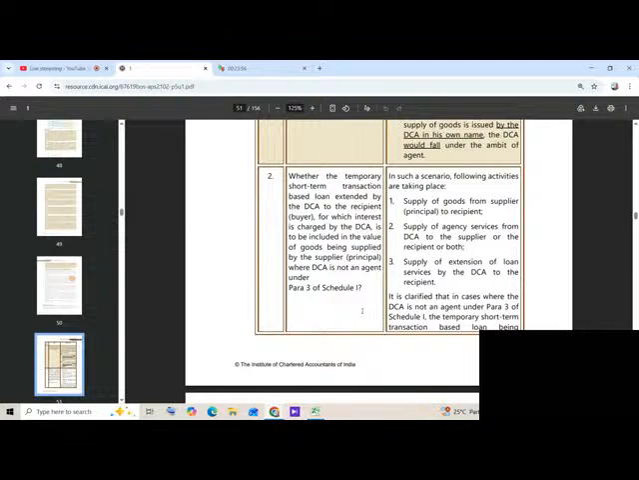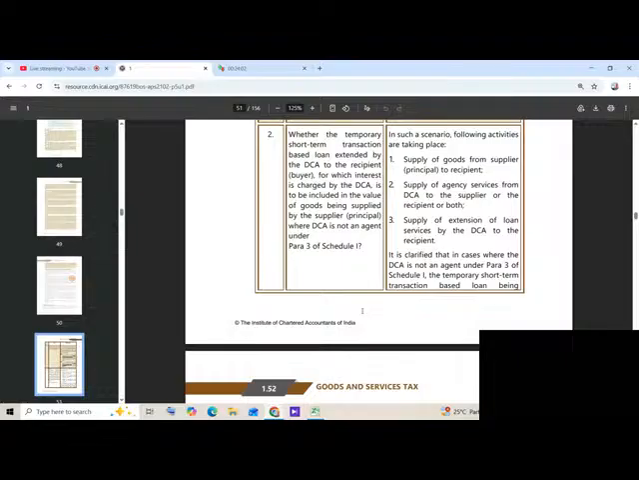Whether the temporary short-term transaction-based loan extended by the DCA to the recipient, for which interest is charged by the DCA, is to be included in the value of goods being supplied by the supplier, where DCA is not an agent under Para 3 of Schedule 1. In such a scenario, following activities are taking place: supply of goods from supplier to recipient, supply of agency services from DCA to the supplier or the recipient or both, supply of extension of loan services by the DCA to the recipient.